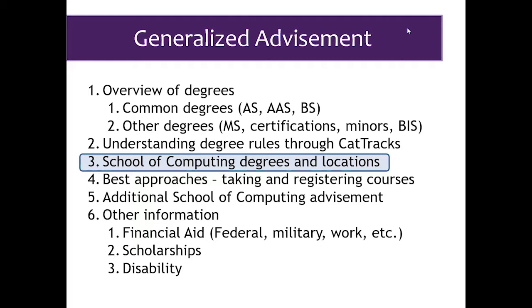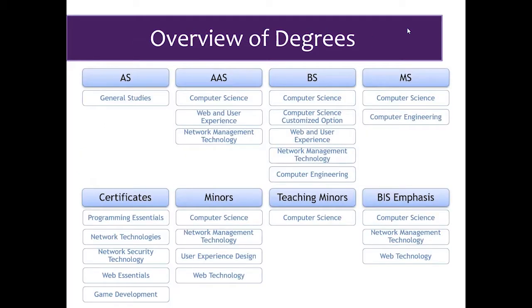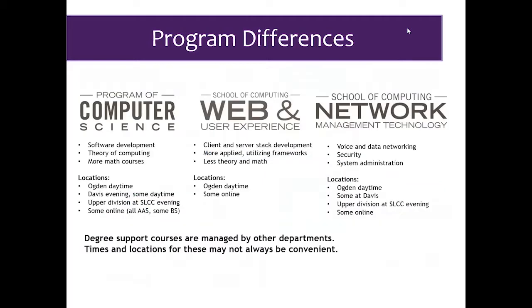Next, an overview of School of Computing degrees. Numerous associates, bachelor's, master's, certificates, and minors are offered. All degrees are listed here. The program of computer science focuses on software development, theory of computing, and has more math courses. Locations are typically Ogden daytime, Davis evening, some Davis daytime, upper division at Salt Lake Community College in the evening, and online courses cover all lower division and some upper division.